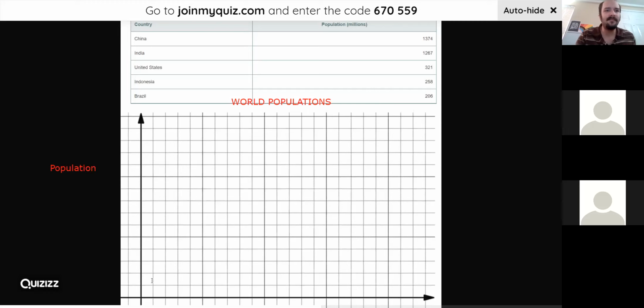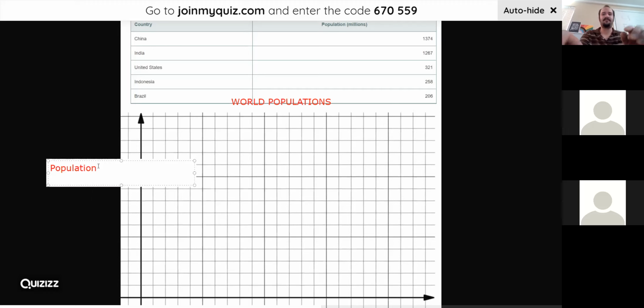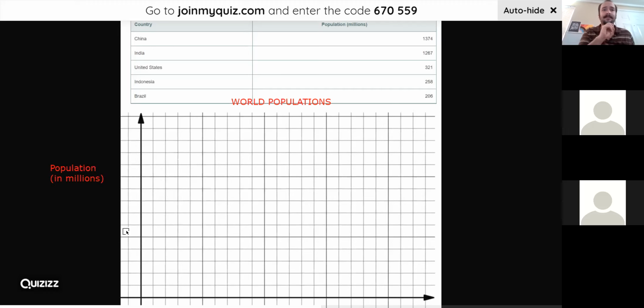Okay. So I have about 15 lines, and I probably should go to 1,500. This is going to 1374. Wait, should we add in millions to the population label? Because it says in the table, population in millions. You should absolutely do that. Population, let's just do this in millions. Good call.